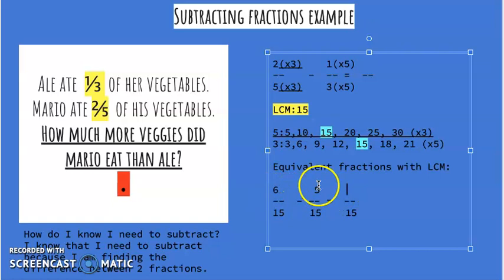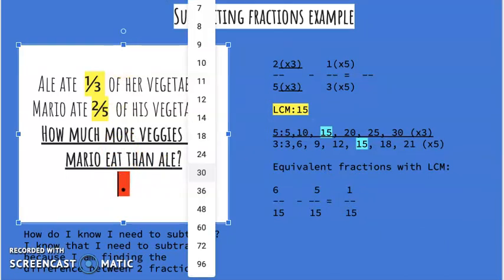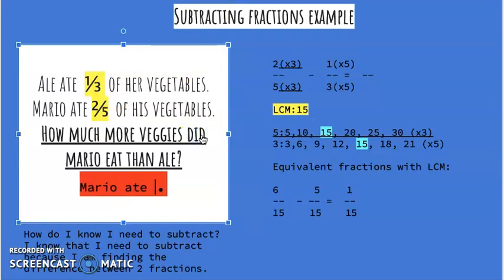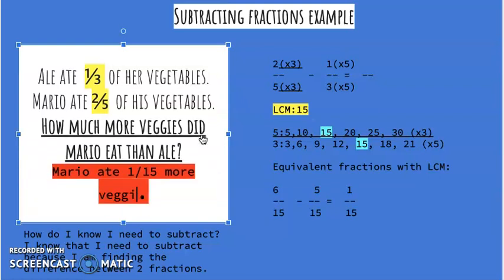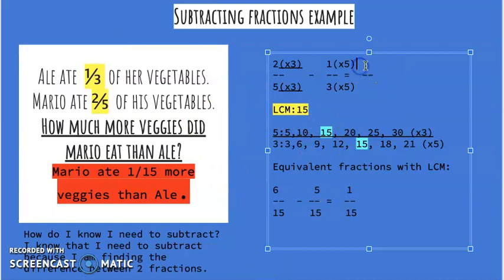So 6 minus 5 gives me 1. So how many more veggies did Mario eat than Ale? Mario ate 1 over 15 more veggies than Ale, or 1/15 veggies more than Ale. Okay? So here my answer would be 1 over 15.